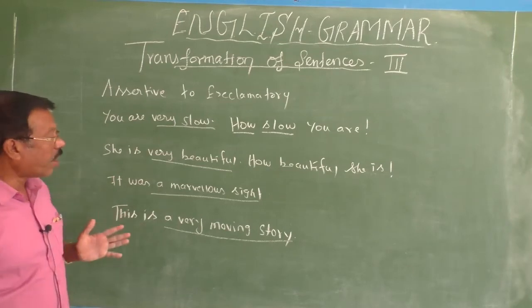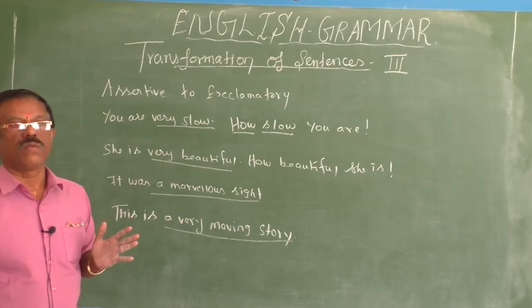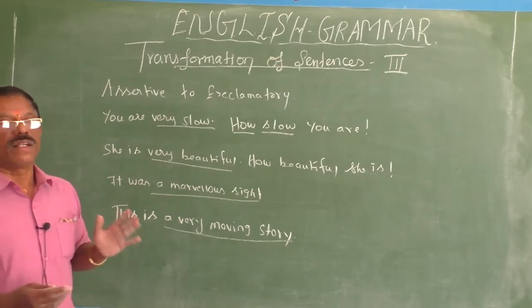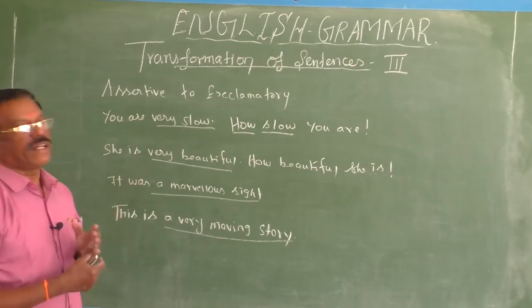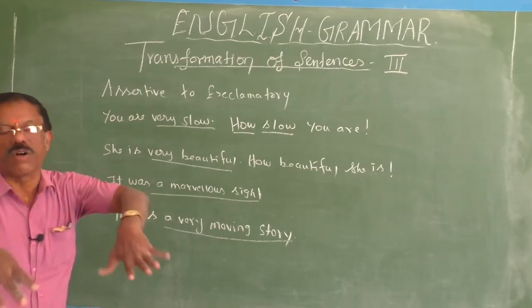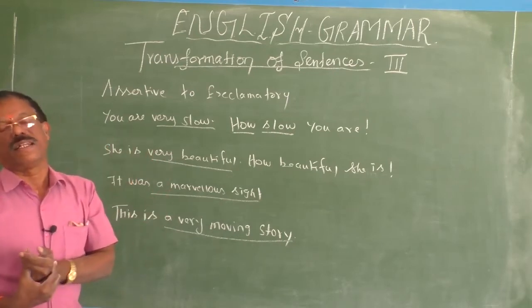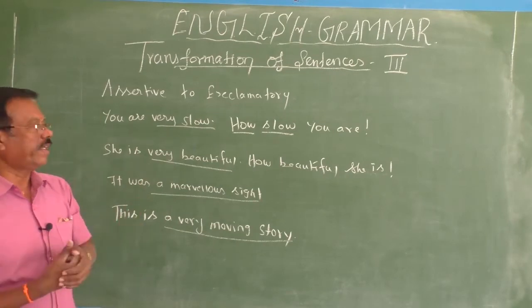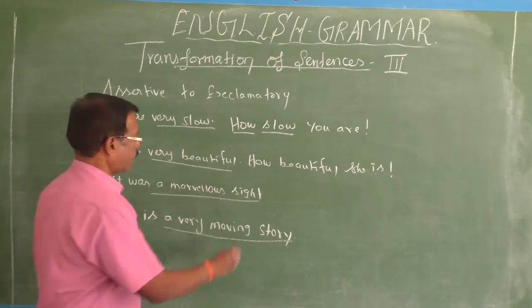It was a marvelous sight. Here it is a noun phrase. What does the rule say? The rule says that if you have a noun phrase as a subject complement in an assertive sentence, then the exclamatory sentence must begin with what. What only? Yeah, what a marvelous sight. What a marvelous sight.